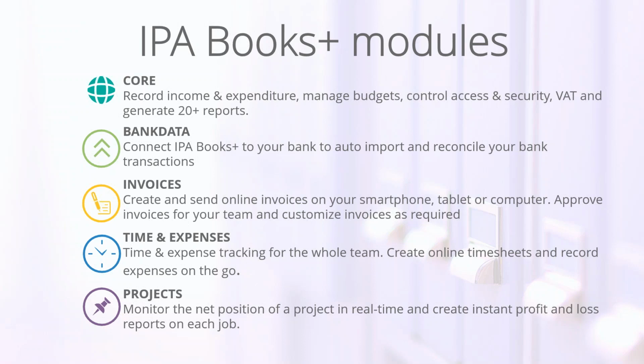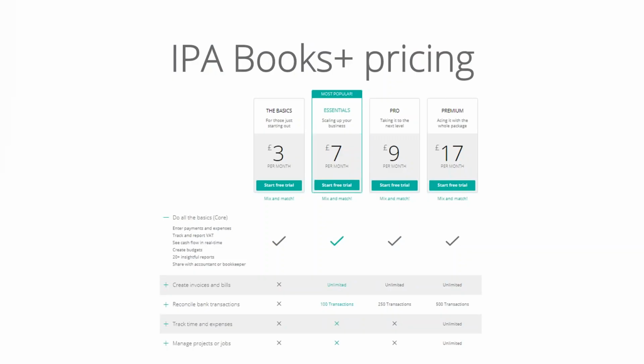We will be covering the core bank data and invoices modules today, and we do look to give you some more information on time and expenses and projects as well moving forward. So moving on to pricing, as you'll see there, we have different packages available, but the options and the modules are completely customizable. So for those just starting out and for anyone just wanting that core functionality, it does start from £3 a month, and then the additional modules are typically charged around £2 a month.